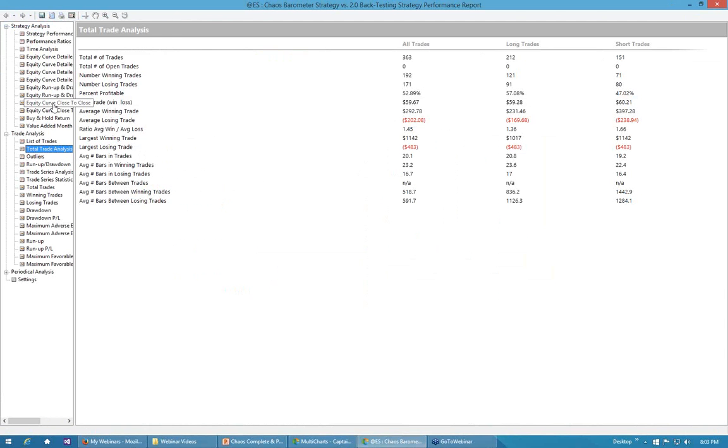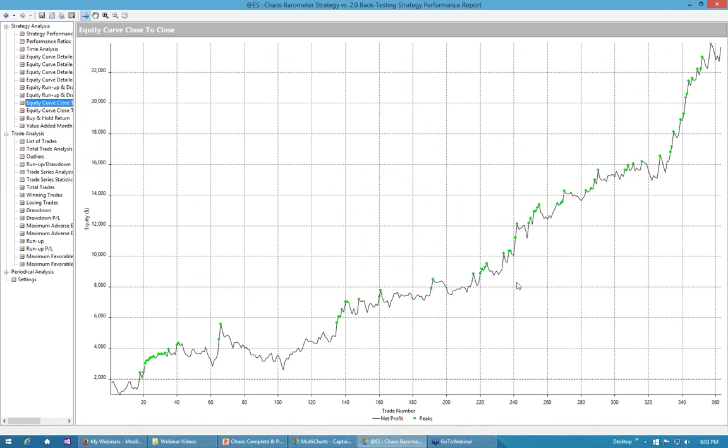pull up the equity curve, close to close. Now we see an outstanding equity curve. This is one of my favorite systems of the three. I would say it is my favorite, although they're all good, but I happen to like it. It's exciting, and we're getting big trade winners.